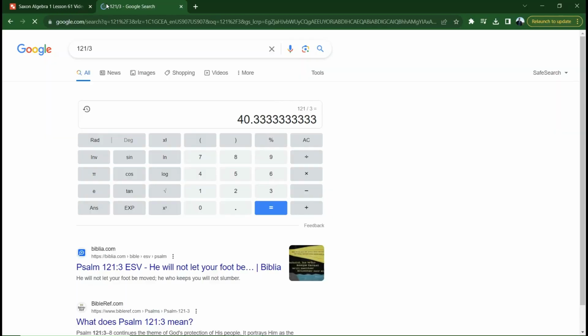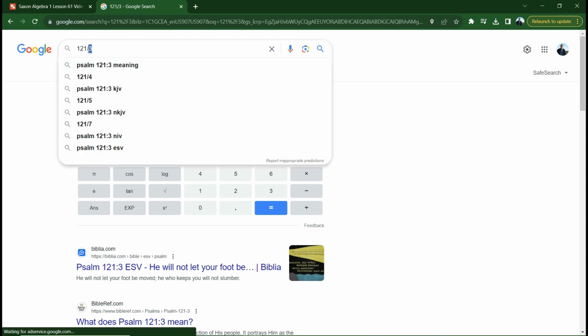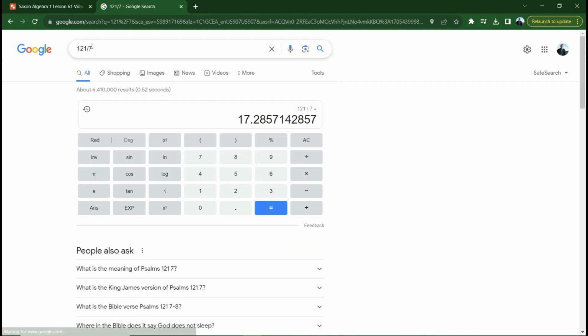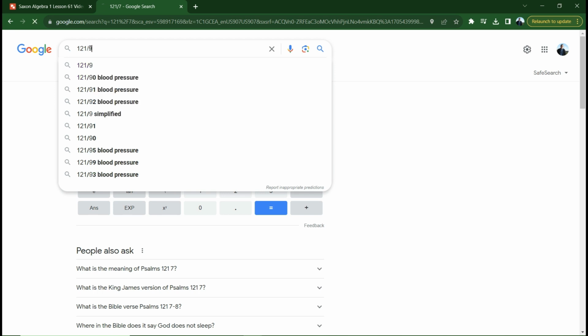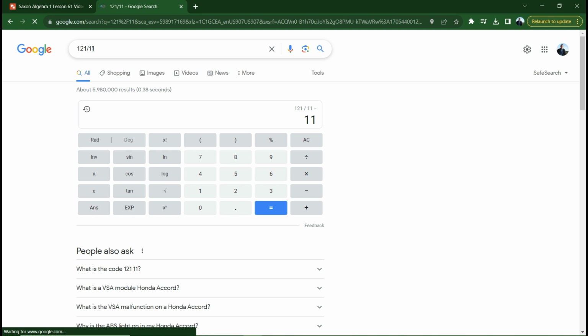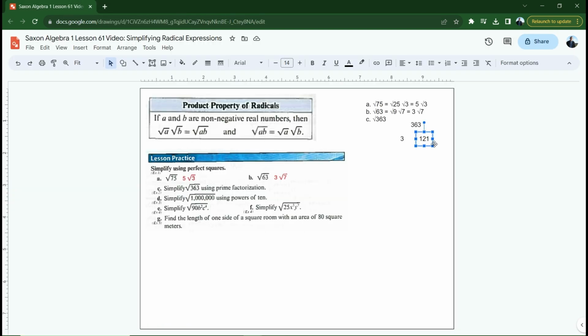121 divided by 3. Nope. I would have known that if I had known the rules for dividing by 3. When I add the digits together, they don't add up to something divisible by 3. Let's try divided by 7. Nope. Let's try divided by 9. 11. Oh, look at that. 121 is actually 11 times 11. Well, that's handy. So that means that 121 becomes 11 times 11.